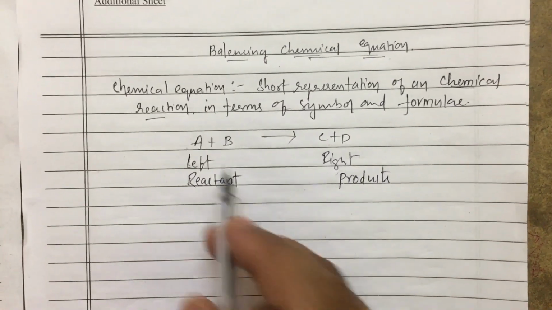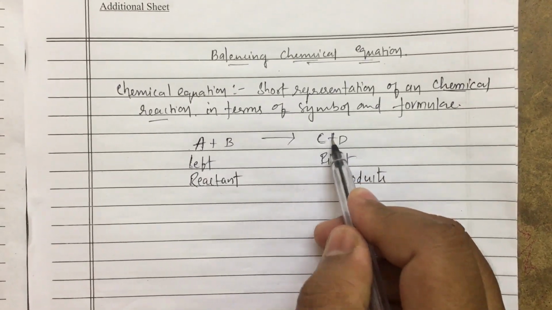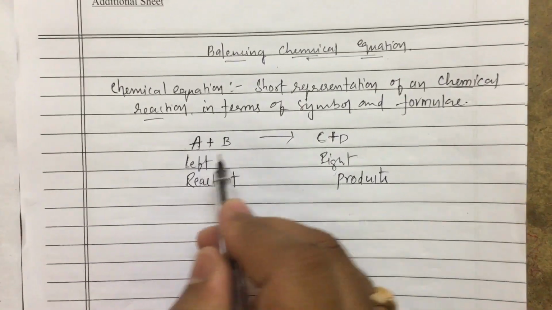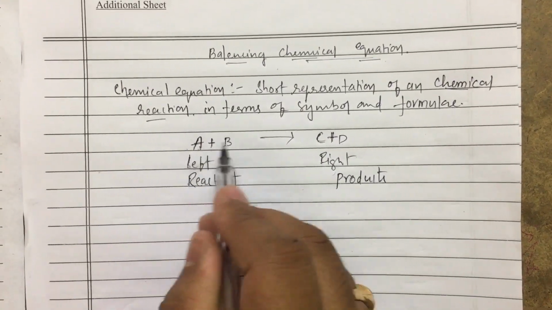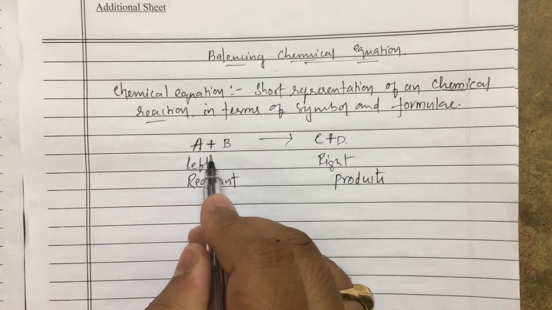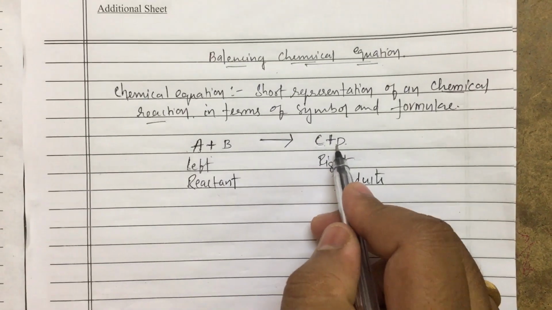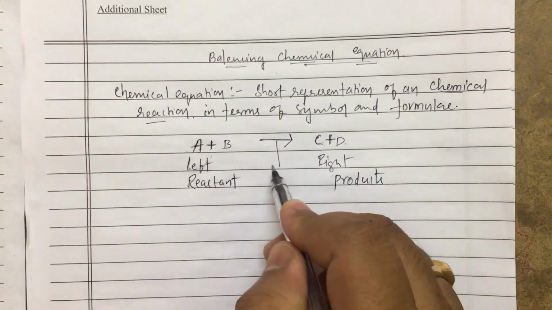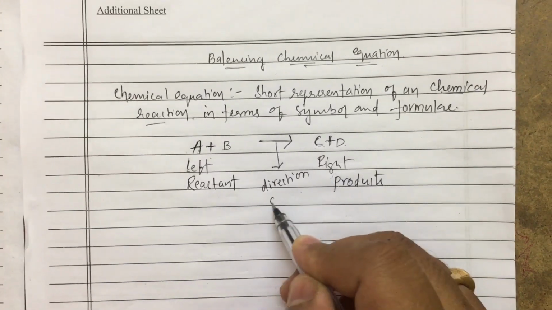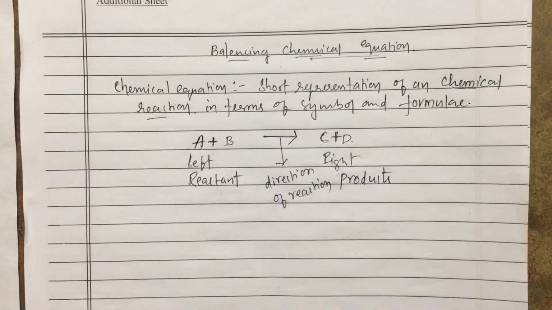Is it clear, class? What is written on the left side is called reactant, and what is written on the right side is called product. In between the reactants and the products, we indicate a plus sign and an arrow mark heading towards the product. This arrow mark gives us the direction of the reaction, the way in which the reaction generally takes place.